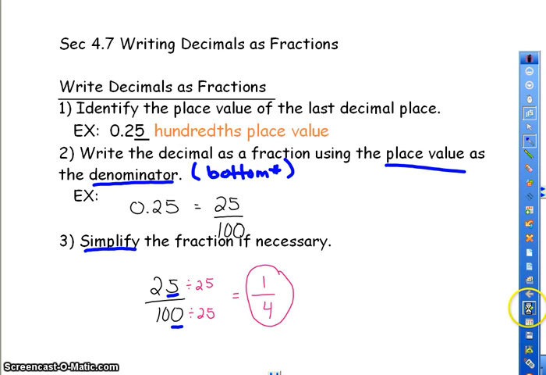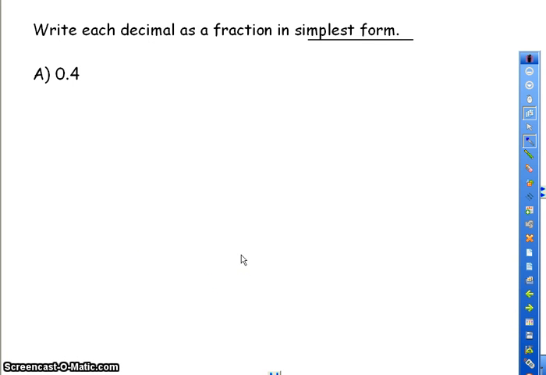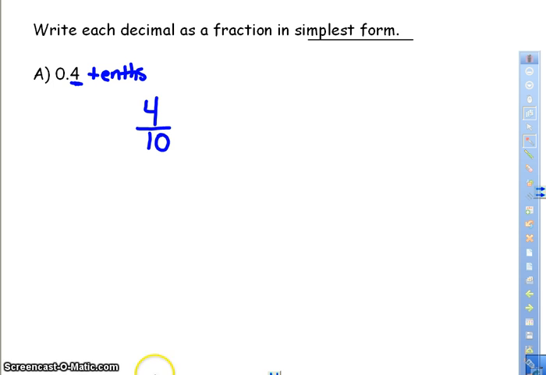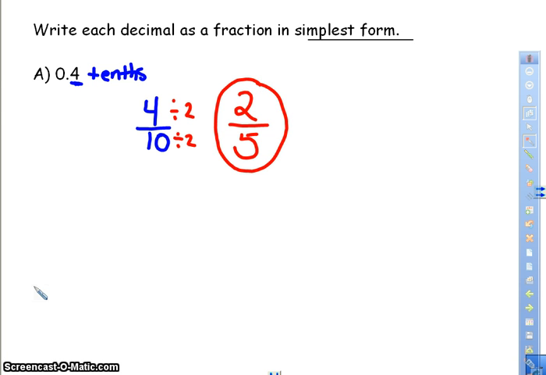All right, so we're going to try that here. Write each decimal as a fraction in simplest form. Once again, the first thing you're going to do is identify the place value, and that is the tenths spot. So this is 4 tenths. Now these are both even numbers, so I know I can simplify. I'm going to divide by 2 because they are even. 4 divided by 2 is 2. 10 divided by 2 is 5. Your answer is 2/5. So 4 tenths can be simplified to 2/5.